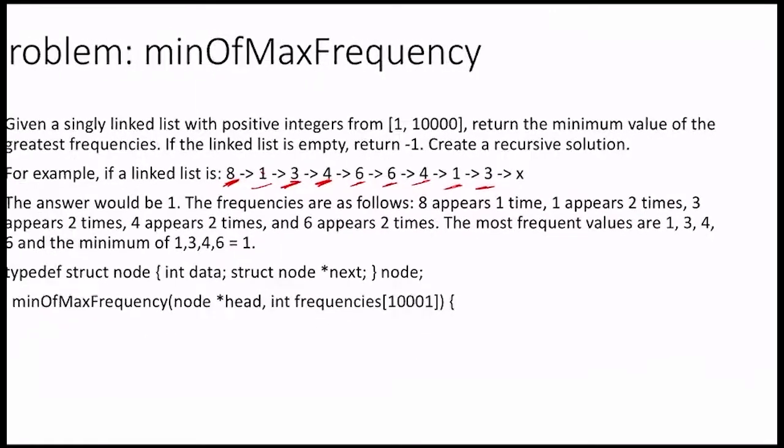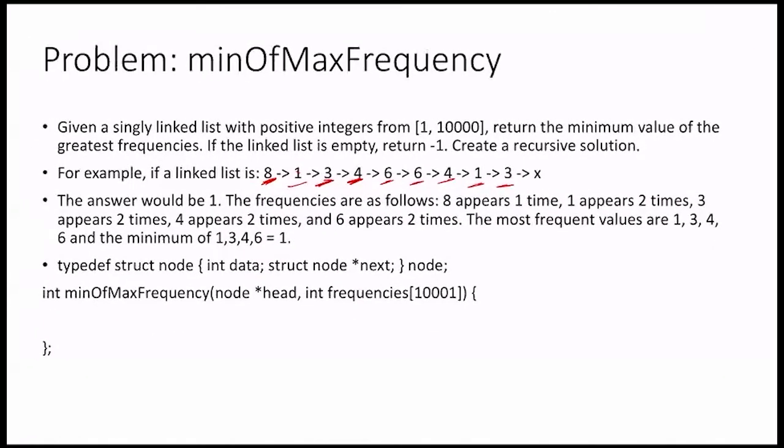And we can notice that the most frequent values are 1, 3, 4, and 6. And the reason is because 8 appears 1 time, but the maximum frequency throughout the whole frequency array is 2. And there's 4 elements that have a frequency of 2. So we have 1, 3, 4, 6. And the whole idea is out of the most frequent elements, we want to return the minimum out of all of them.